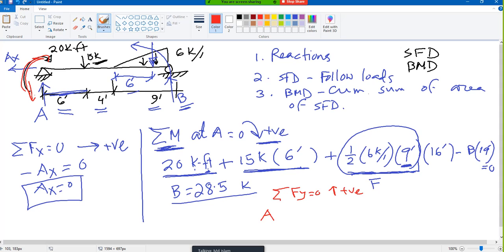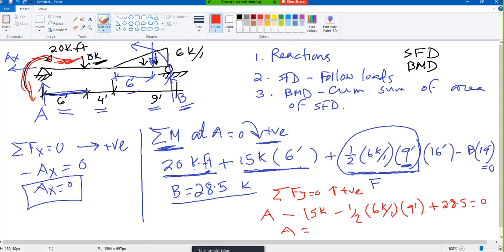Okay, then A upward, done. Then 15 kip is downward, done. Then half times 6 kip per feet times 9 feet, done. Plus B. B is also upward. So 28.5 equals 0. Then what will be my A? You can see that I did not consider this 20 kip feet moment, because that is a moment. I am counting force. When I count force, I will not consider moment.